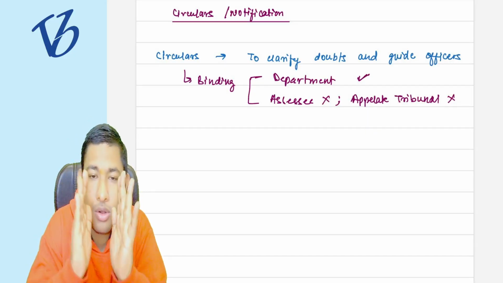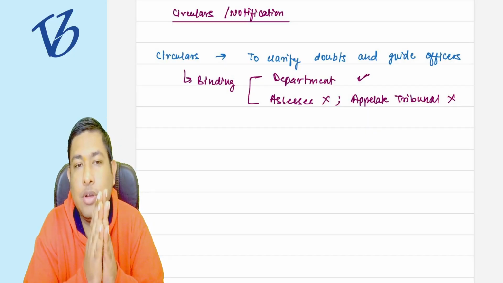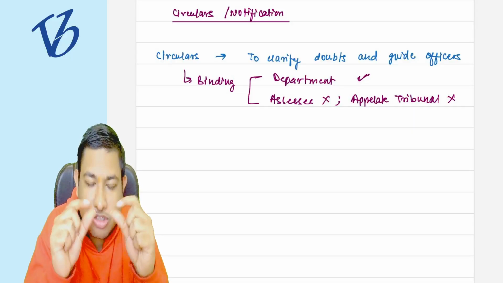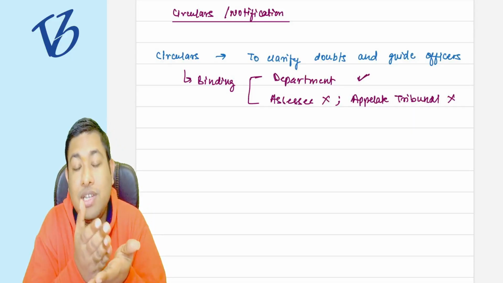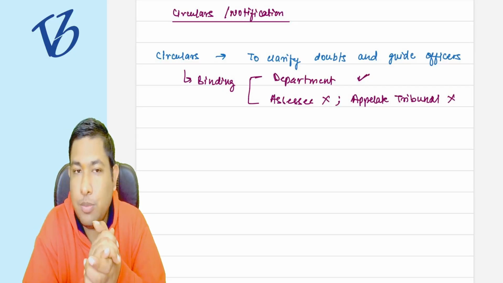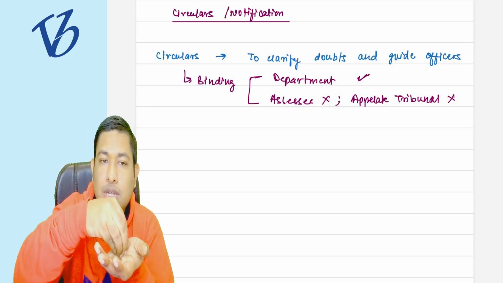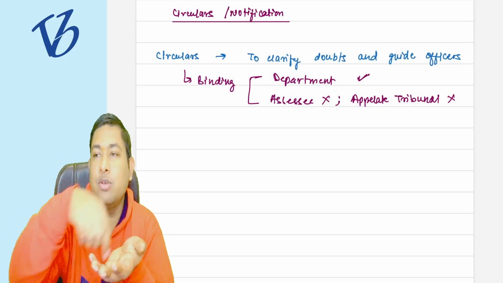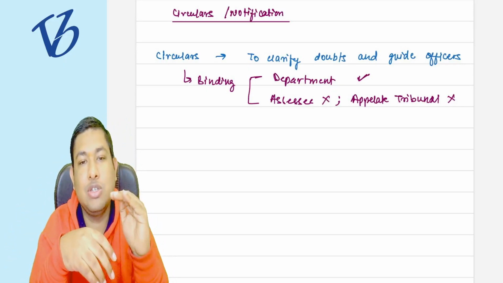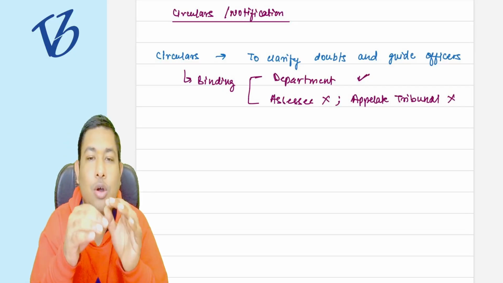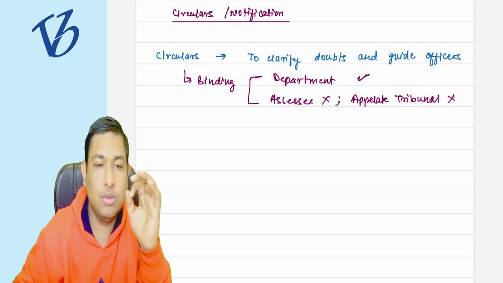That is why they are not binding on the courts or tribunals, because the structure of courts and law is to define or to interpret a particular provision. If they are bound by a circular, then you are not following that particular structure. So that is why it is not binding on the court or the appellate tribunal. Are you clear with this?